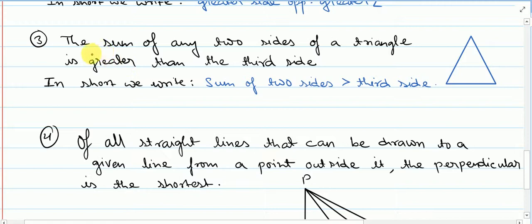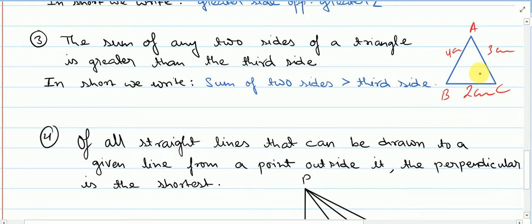Now see the third one. Here it's trying to say that the sum of any two sides of a triangle is greater than the third side. You know that a triangle has three sides. No matter which two sides you take, you just take the sum of those two sides. You will see that the sum will always be greater than the third side. Let's say this is 4 centimeter, this is 3 centimeter, and this is 2 centimeter.